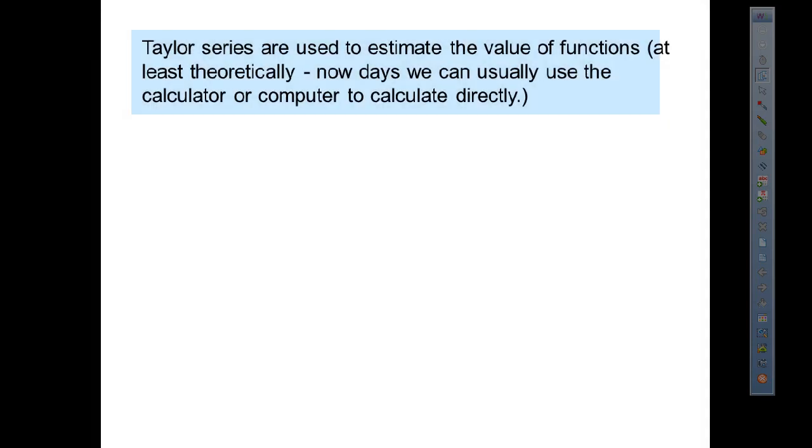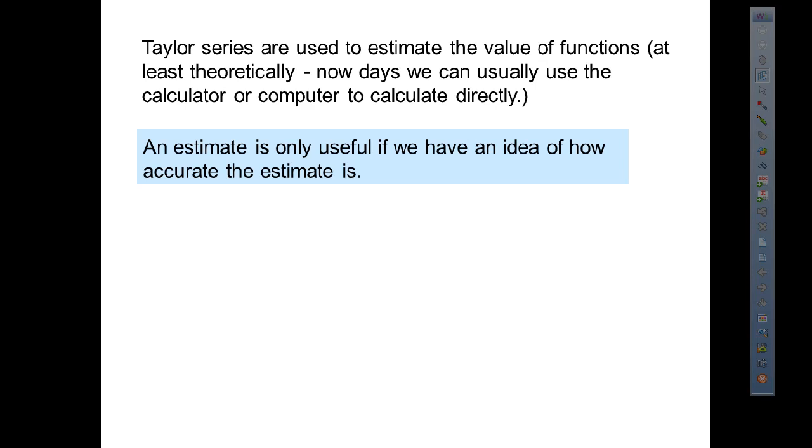All right, Taylor series, as we said, are used to estimate the value of functions, at least theoretically. And nowadays we can use a calculator or a computer and calculate to infinitesimally small errors. So we can get it as accurate as we need to with a calculator or a computer, but that used to not be the case. So you need the foundation of where that comes from so you can actually calculate how close you are, what your possible plus or minus might be on your polynomial approximation.